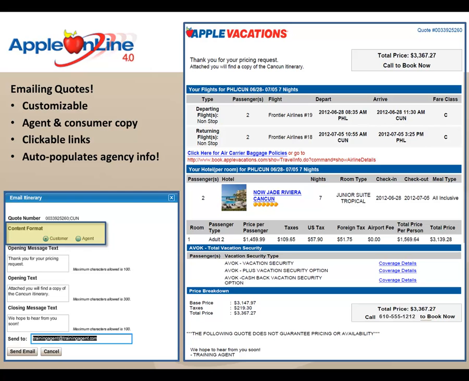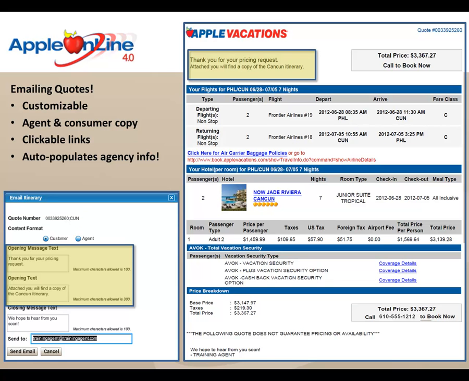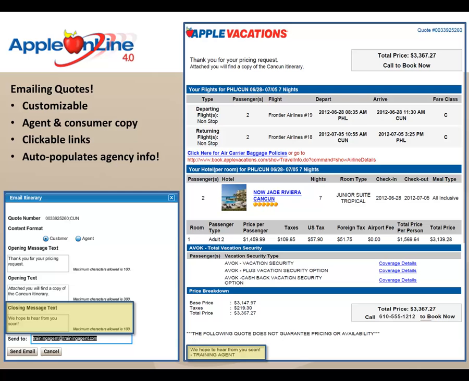Moving from top to bottom, we will first find the quote number presented on both the editing window as well as the confirmation. Next, we will find the customizable opening messages. And finally, our customizable closing text. Now the closing text will also auto-populate the agent's name selected during the initial shopping process.